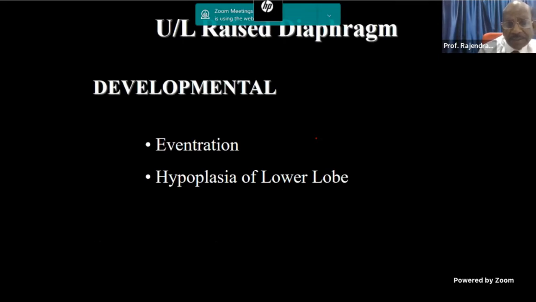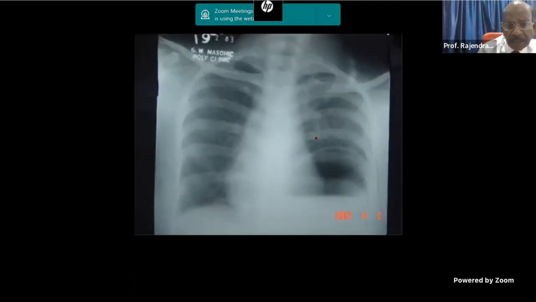Developmental, I said, eventration is not very rare, and sometimes it is seen. Eventration is mostly on the left side, where you find the left dome of the diaphragm is highly elevated. It will remain as such. The patient hardly has any symptom, the only problem is there in the X-ray.